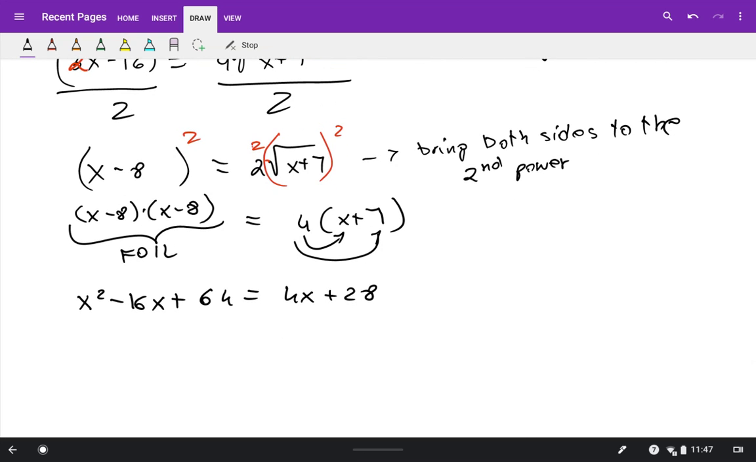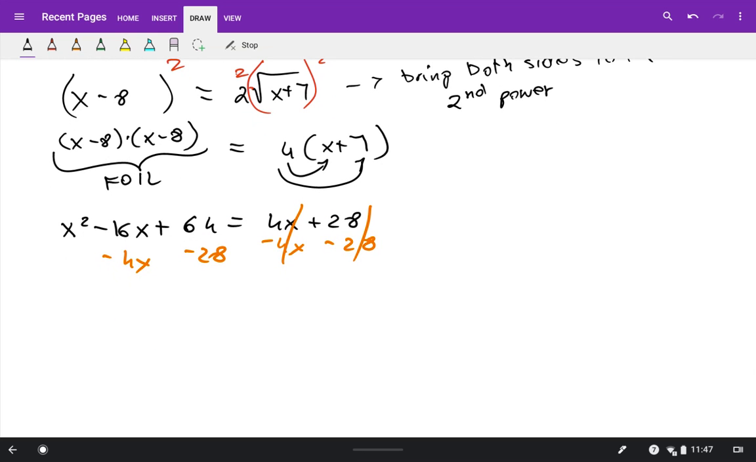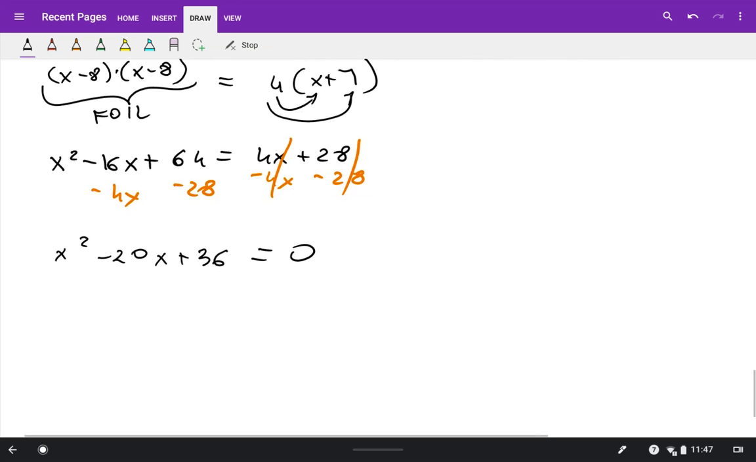Let's solve this quadratic equation. Now we subtract 4x from both sides. I'm subtracting 28 from both sides. That will give me 0. And we have x squared minus 20x plus 36 equals 0. So now I will solve this one using the AC method.